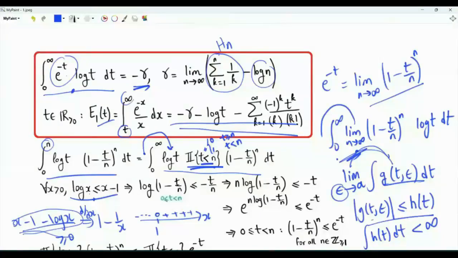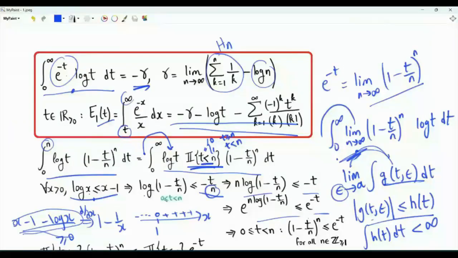Let's use this inequality, replacing x by 1 minus t over n, assuming that t is non-negative and is strictly less than n. So log of (1 minus t over n) is less than or equal to 1 minus t over n minus 1. That's minus t over n. Multiply both sides by the positive integer n.